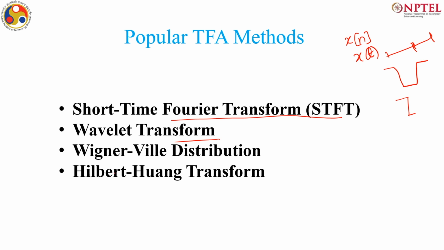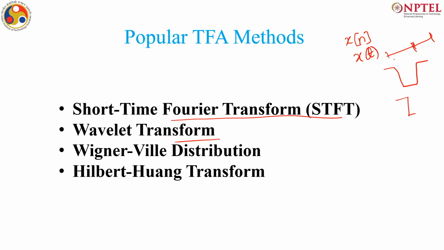Then Wigner-Ville distribution is kind of similar to short term Fourier transform, but it has a smoother representation and it does not follow fixed window limitation like STFT. And then finally, we have the Hilbert-Huang transform, HHT, which is also popularly known as empirical mode decomposition.